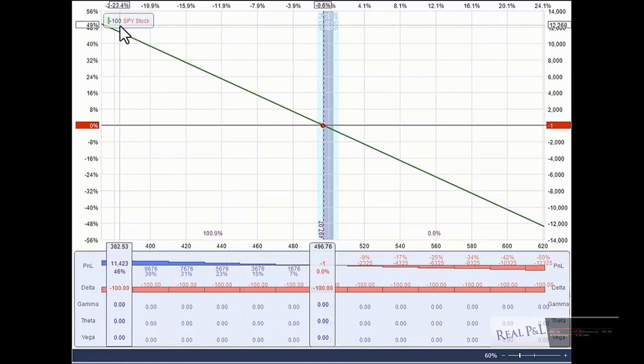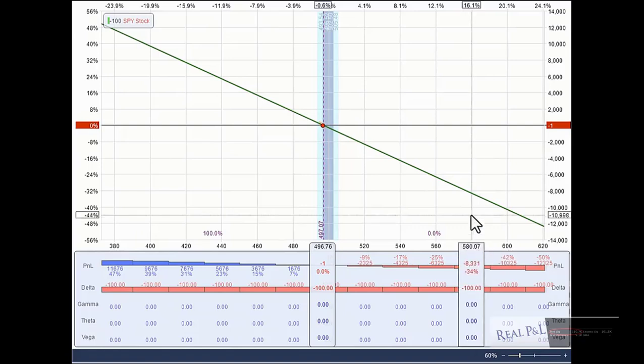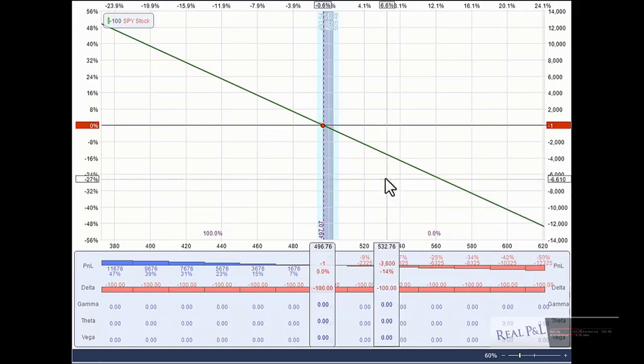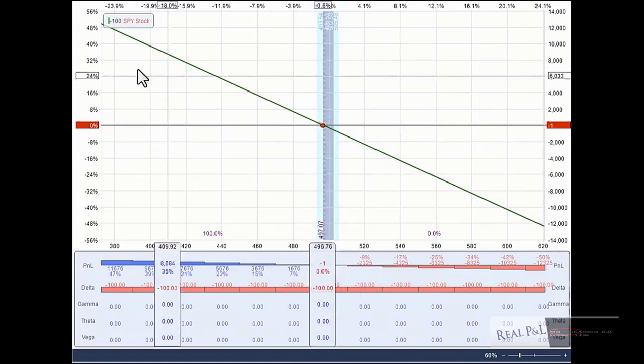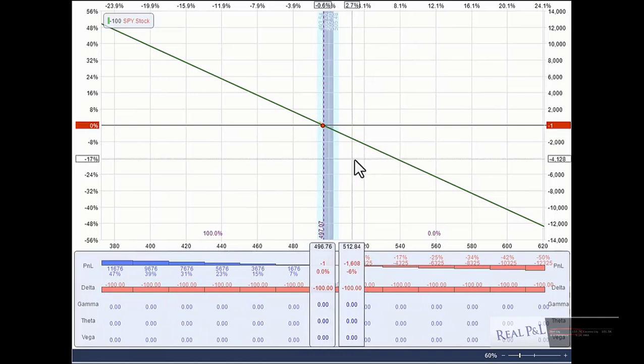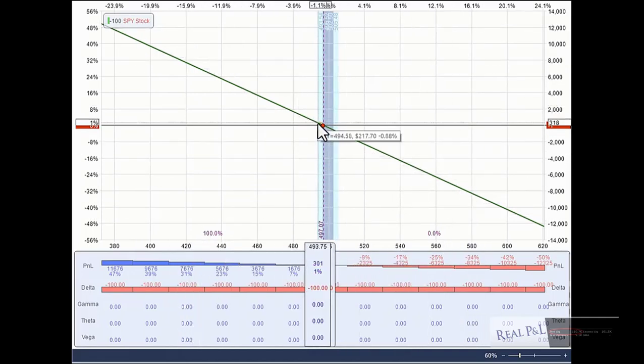But what if you were short 100 shares and the price went up, right? This is the price going up. What if it went up to 580? Well, you can see here at the 580 mark, you'd be down at minus $8,458 approximately. So you can see here, being short shares, and this is how a risk graph would work. These are the quadrants that you would be in if you were short 100 shares.